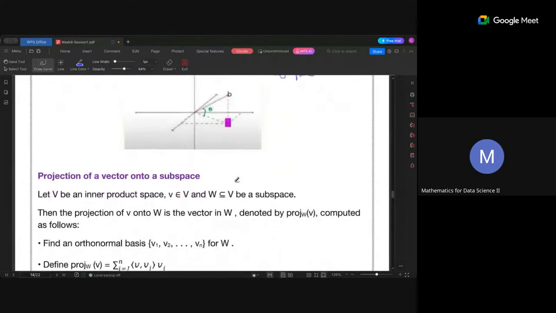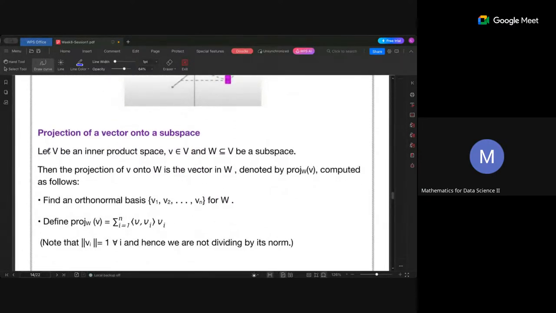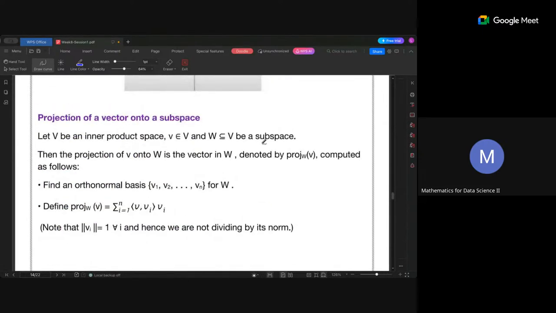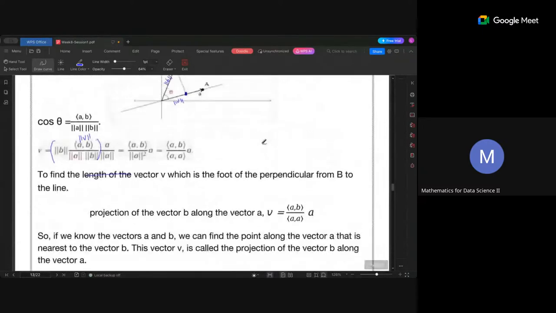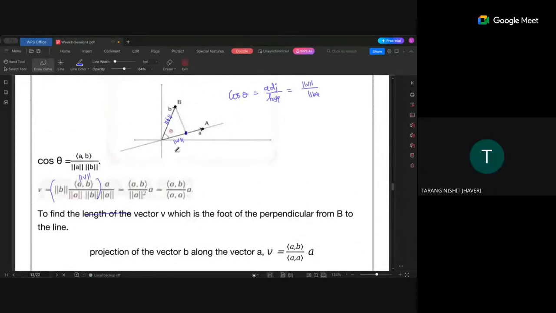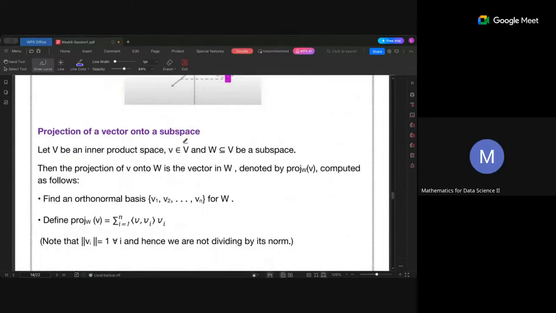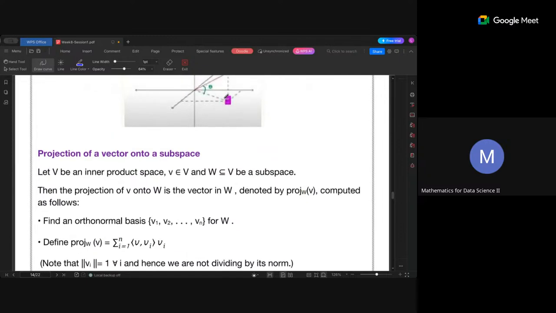Now we are going to look at the general scenario. If you have vectors in any inner product space and you have a subspace, you see that this plane is a subspace. What about this line passing through the origin? Is this also a subspace? Yes. So in general, we can talk about the projection of a vector on a subspace. The projection of V onto W is the vector in W. The projection will always lie on the subspace, because we are projecting onto the subspace.